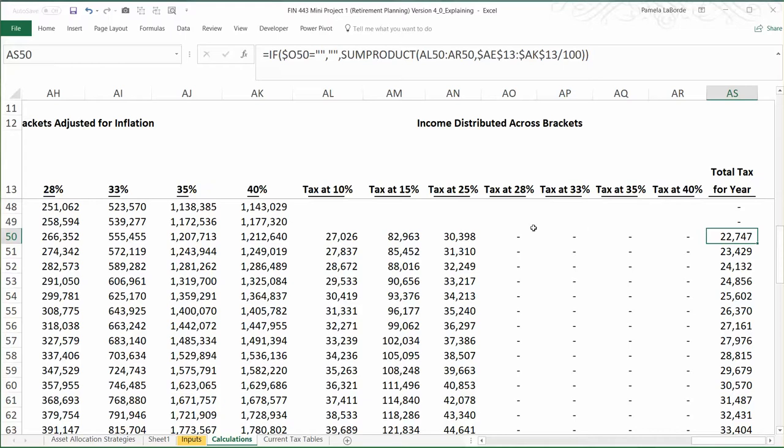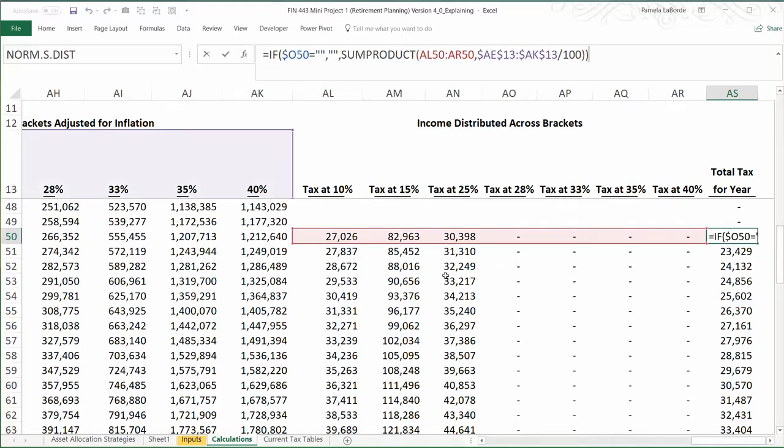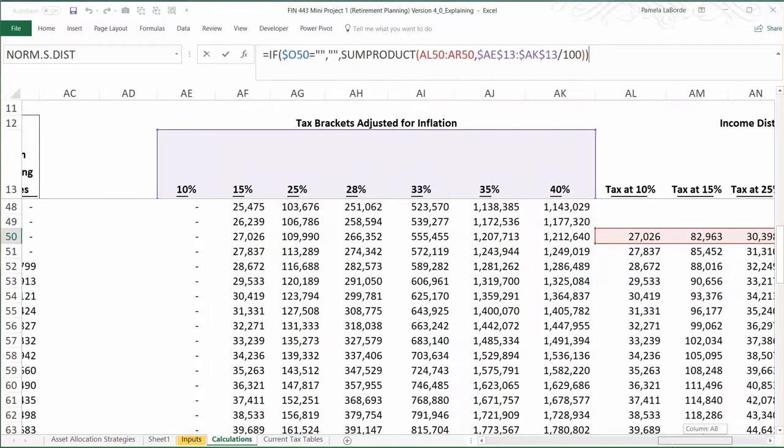Taxes start once they retire and take money out of their 401k. So my formula here uses the SUMPRODUCT. Again, I've got the standard: if they are not withdrawing money out of their 401k, then put blanks. But otherwise, you need to calculate their taxes. So take all of their money that has been distributed across the different brackets, that's columns AL through AR, and then multiply those values by the appropriate rate for each bracket. So I'm multiplying by AE through AK.